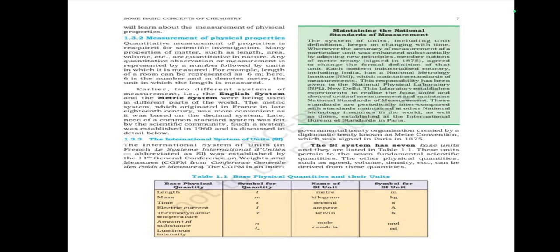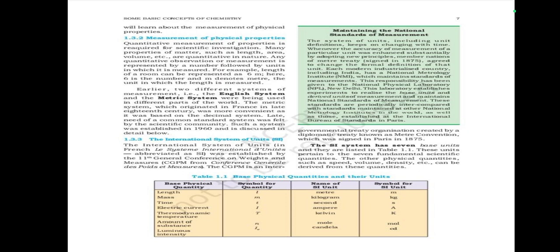Earlier, two different systems of measurement, that is the English system and the metric system, were being used in different parts of the world. The metric system, which originated in France in the late 18th century, was more convenient as it was based on the decimal system. Later, the need for a common standard system was felt by the scientific community. Such a system was established in 1960 and is discussed in detail below.